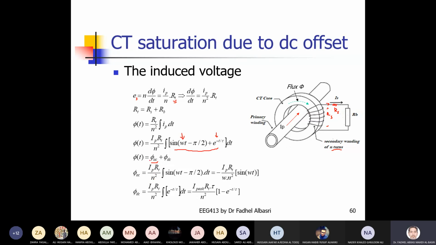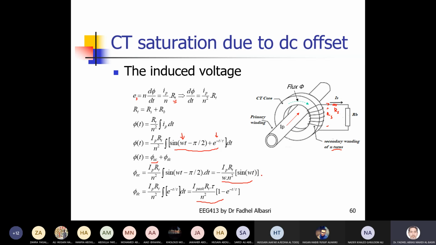Now, in the previous lectures, we were sizing the CT based on this AC sinusoidal component. We didn't consider this DC. If I integrate the first part for the AC, I'll get this relationship. I don't want to go through the proof, but you can. If you integrate the second part, which is IB RT over n squared times e to the minus t over tau, times tau, I will get this relationship. If you add these two, it gives you the total flux as a function of time.